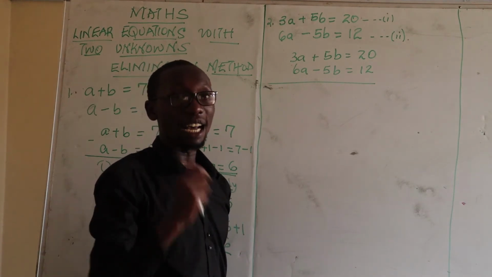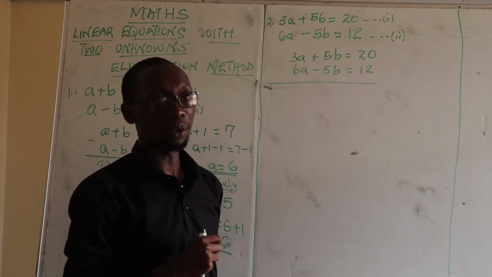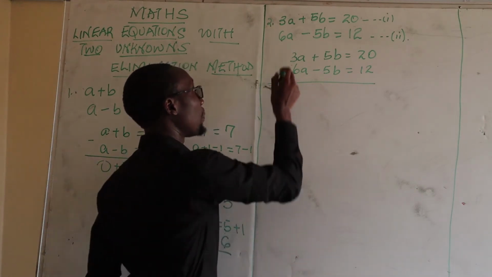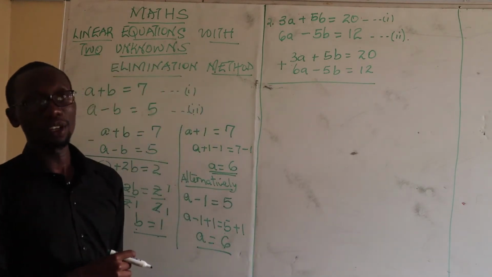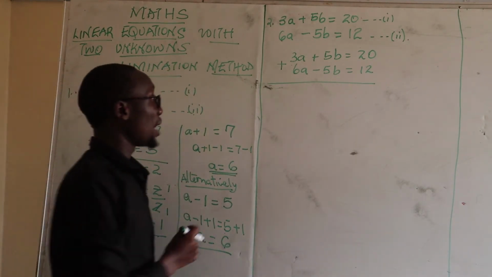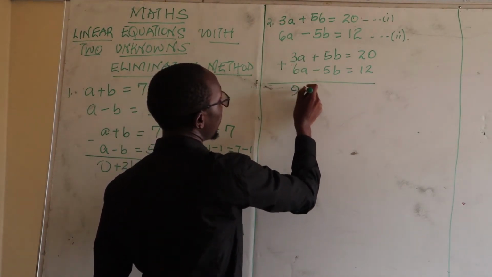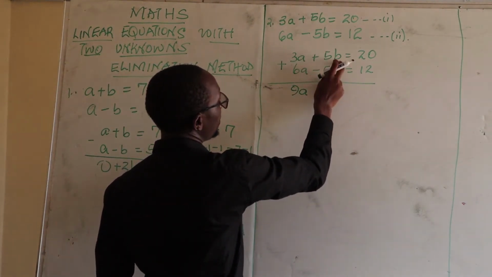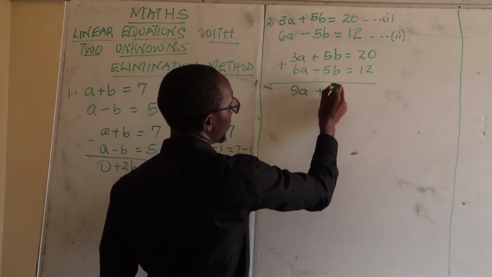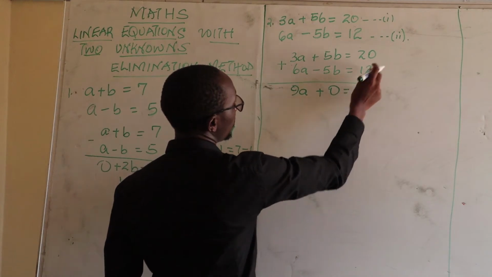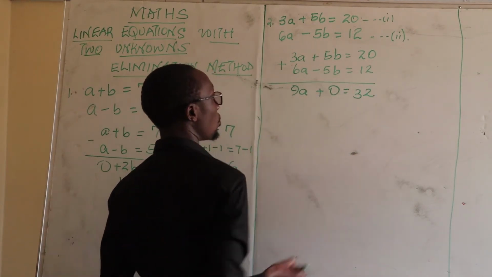So you will not have eliminated the b, which is unknown. And so in this case now, you need to perform addition. When you add 3a plus 6a, you will have 9a. 5b plus minus 5b will give you 0. And then this will be equals to 20 plus 12, which gives you 32.